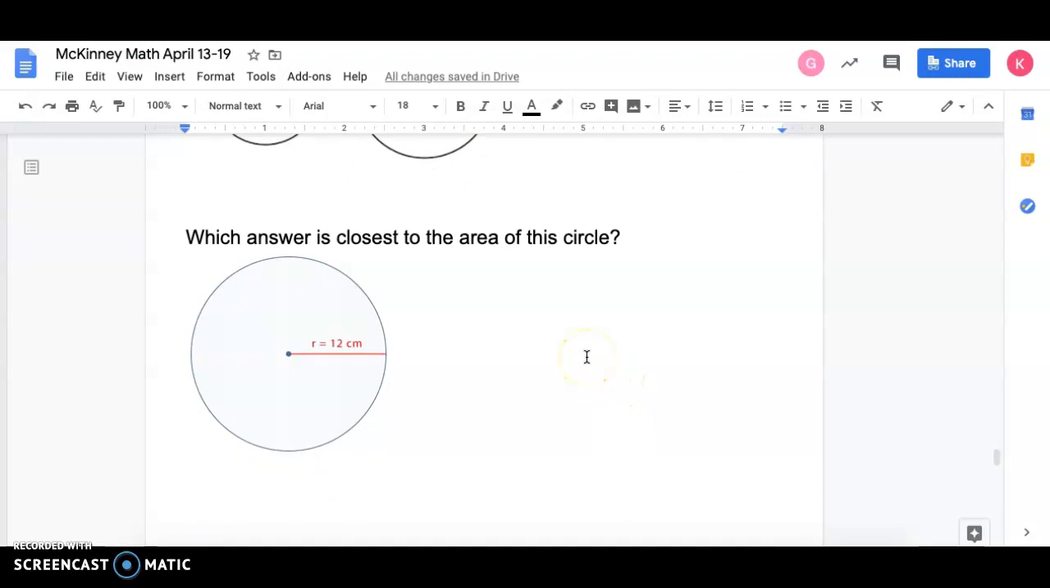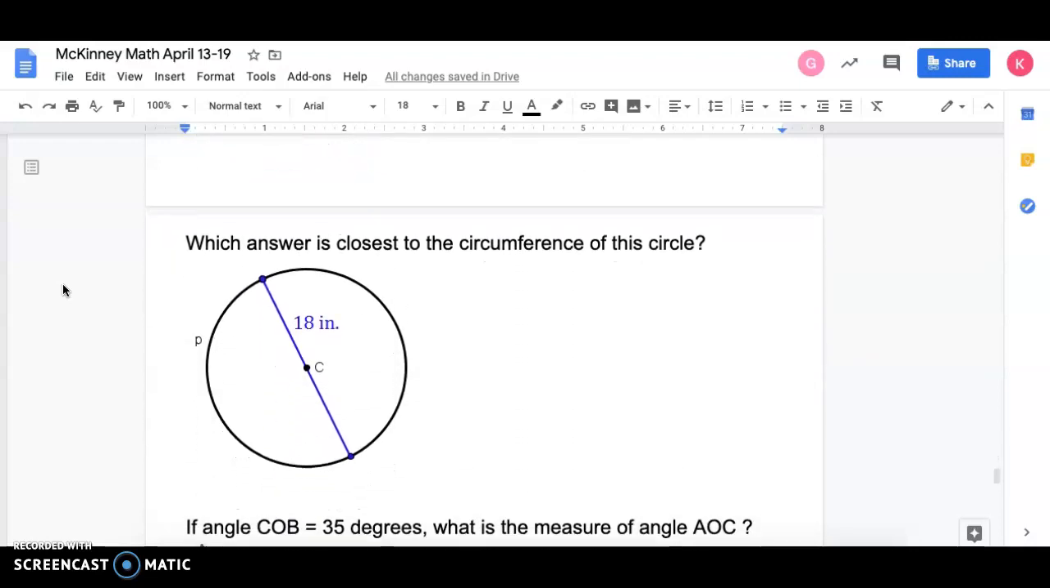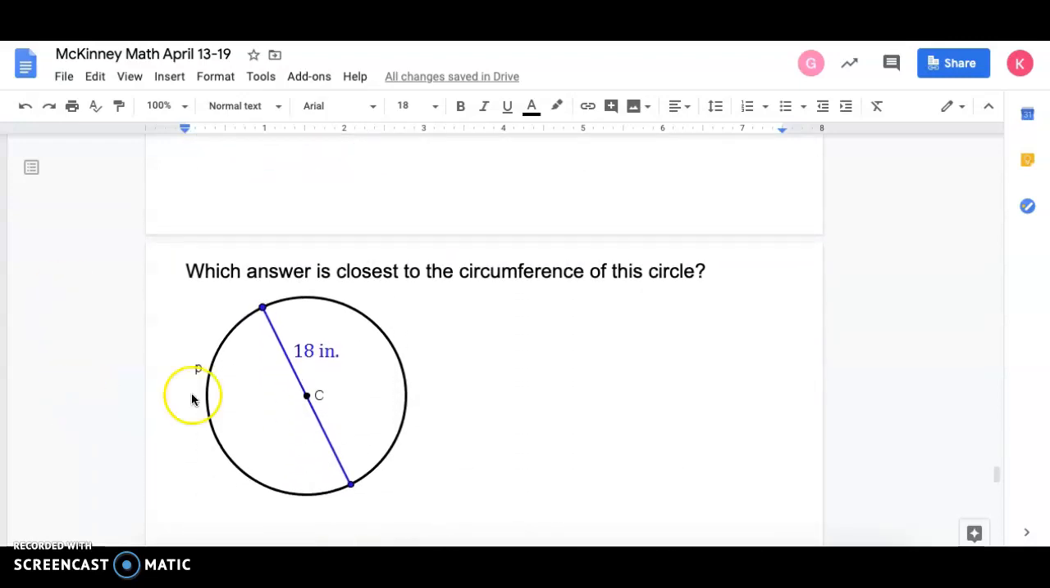We're going to use 3.14, or you can use the pi button on your calculator if you found that, and we want to see which of the following answers is closest to the area of this circle. All right, now we have a new circle, and we want to find the circumference of this circle. So which of the following answers is the closest to the circumference of this circle?